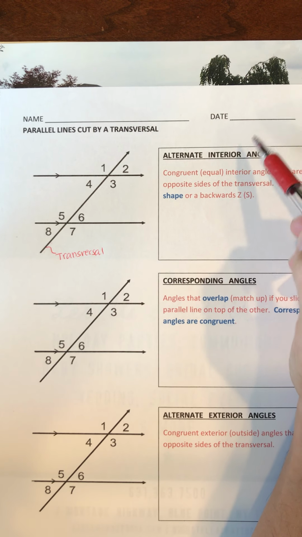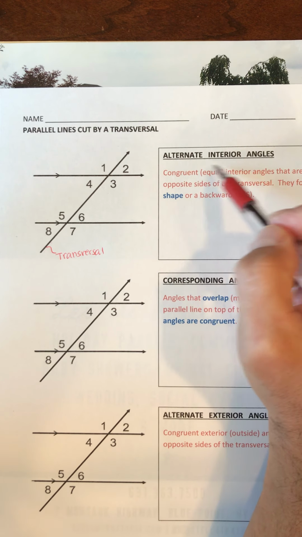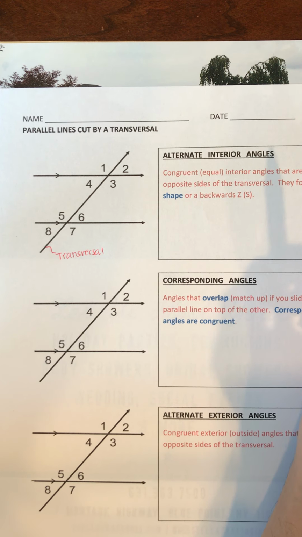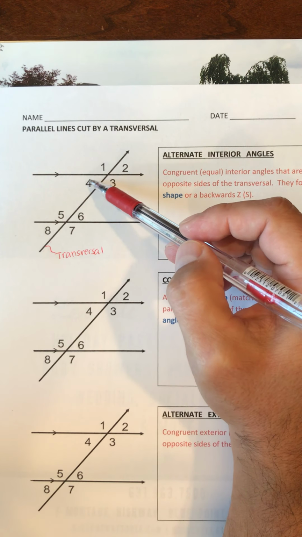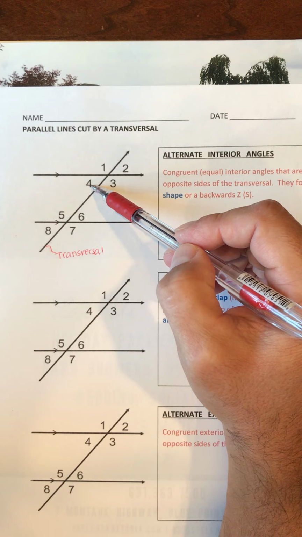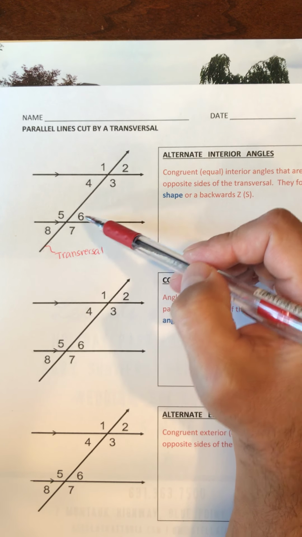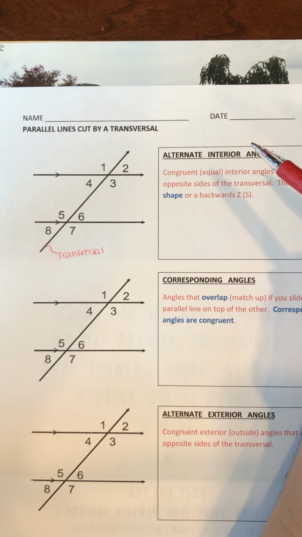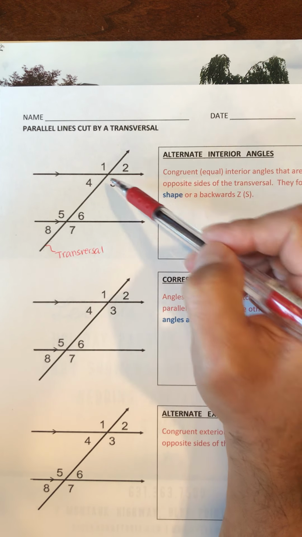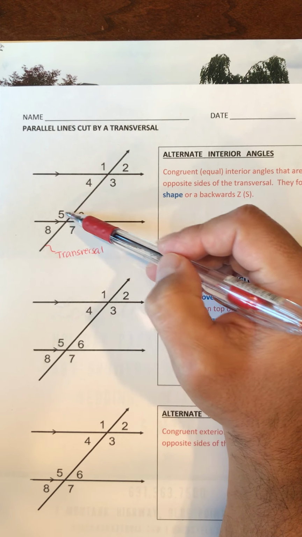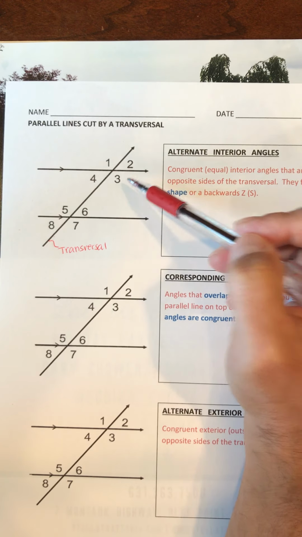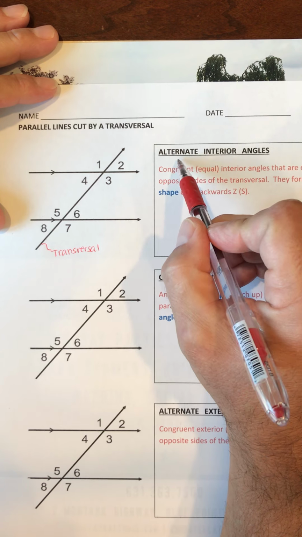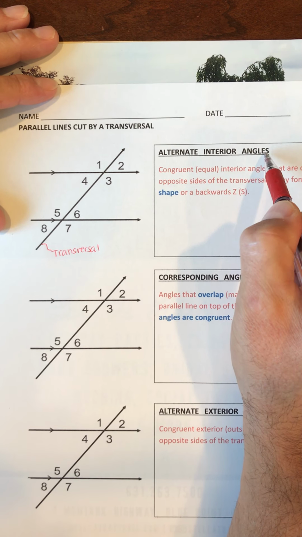The first relationship is called alternate interior angles. Alternate means it alternates from one side, like angle 4 is to the left of the transversal and 6 is on the right. So alternate means different sides. Interior means inside. So angles 3, 4, 5, and 6 are in between the parallel lines. They're inside. Bottom line is, alternate interior angles are congruent.